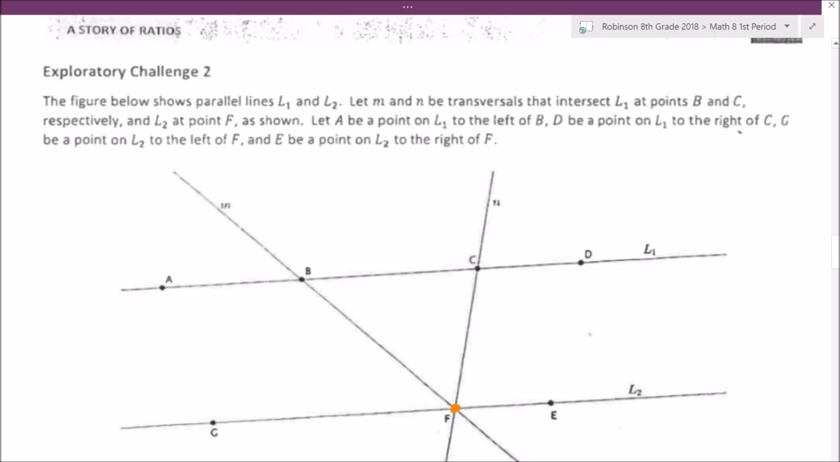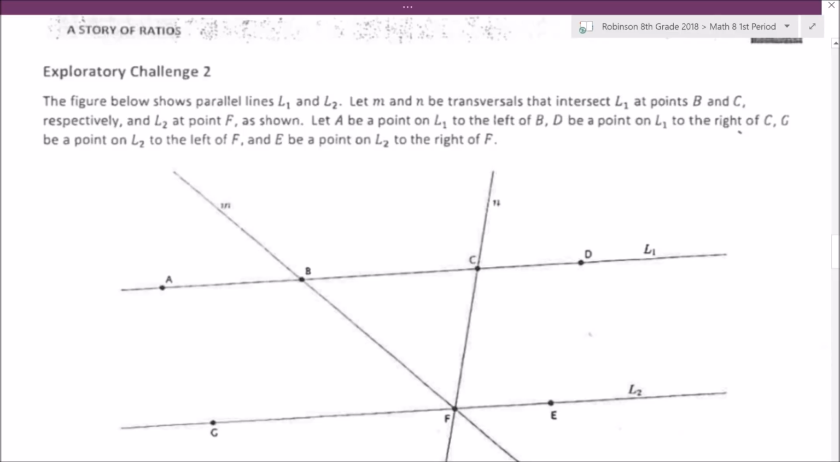Let A be on line L1 to the left of B and D, to the left of B. Let D be a point on line L1 to the right of C. G is on line L2 to the left of F, and E is on line L2 to the right of F. Okay, so what we could do here is actually get out a protractor and start measuring things.